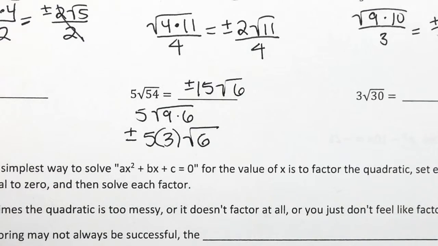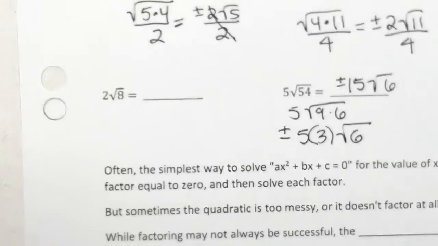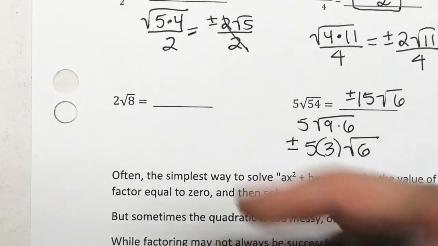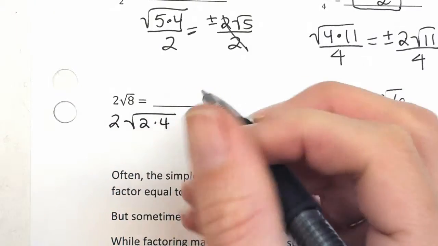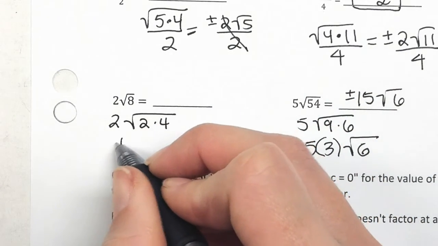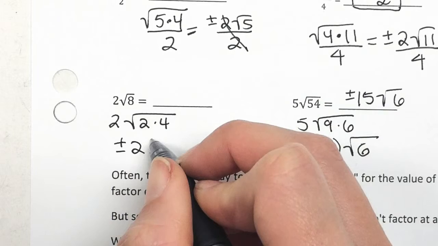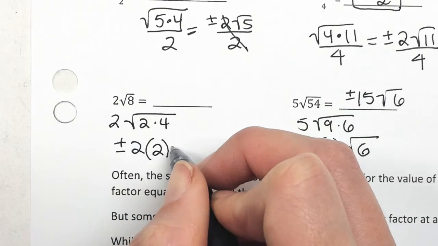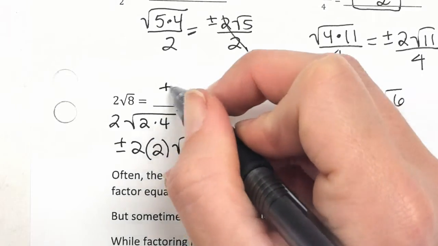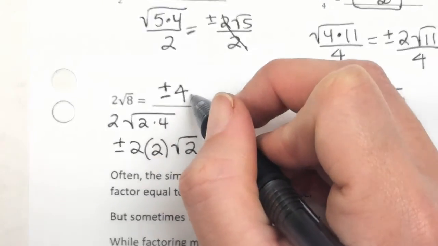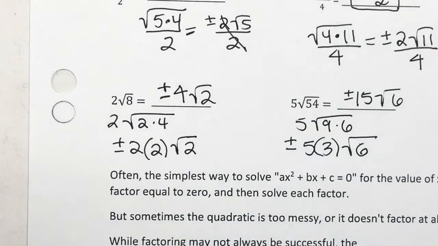Alright, try the other 2. Alright, go ahead. Okay, so you had 2 on the outside, and then on the inside you have 2 and 4. Okay. And then you have plus or minus 2 times 2 square root of 2. Okay. And then you have plus or minus 4 square root of 2. Very good. Any questions? Yeah, you got it right.